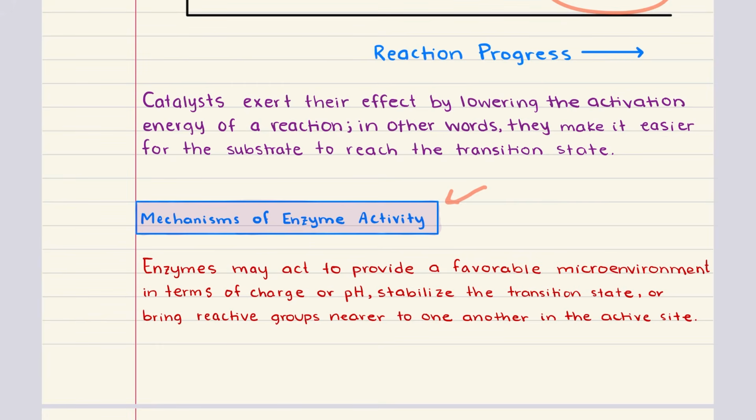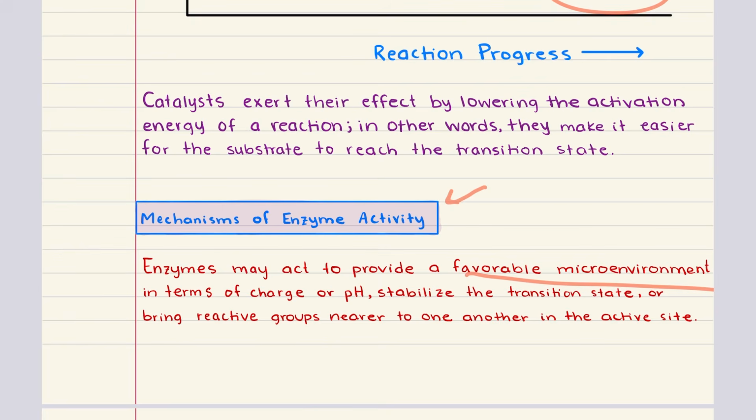Enzymes can speed up reactions in a few key ways. They might provide a favorable microenvironment. So, for example, they can create a pocket with the right charge or pH to facilitate the reaction. They might stabilize the transition state and lower the energy required to reach it. Or they might simply bring the reactive groups of the substrate closer together and position them just right for the reaction to occur in the active site.